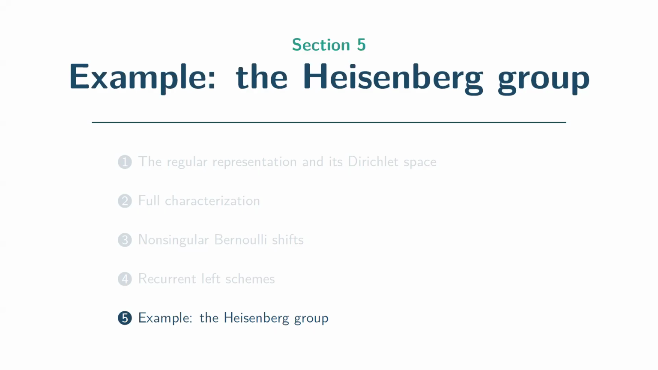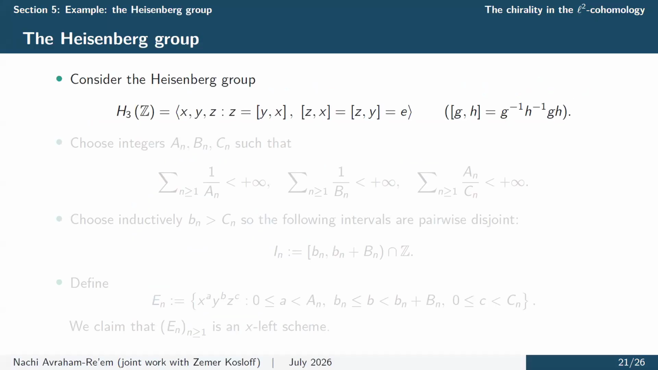How to see it using a left scheme. It's going to be concrete. So consider the Heisenberg group with this presentation. It's generated by x and y. Z is the commutator of y and x, I'm taking this convention of commutators, and Z is the center. It commutes with x, it commutes with y. And this is a presentation of the classical Heisenberg group.